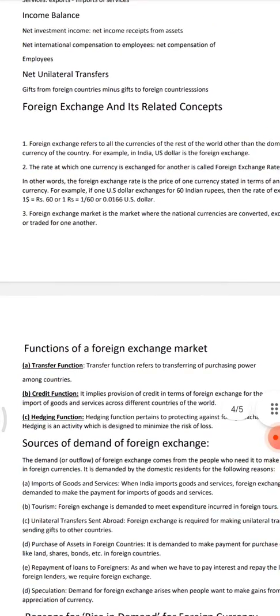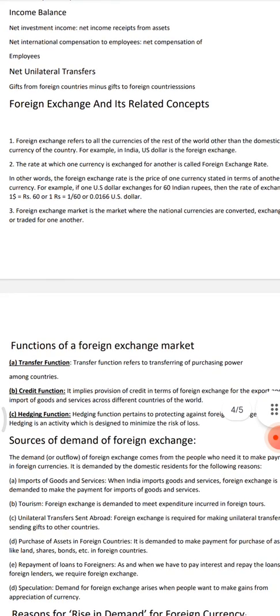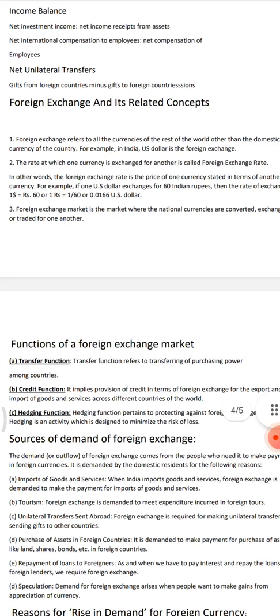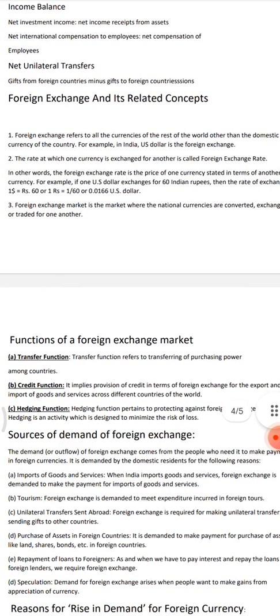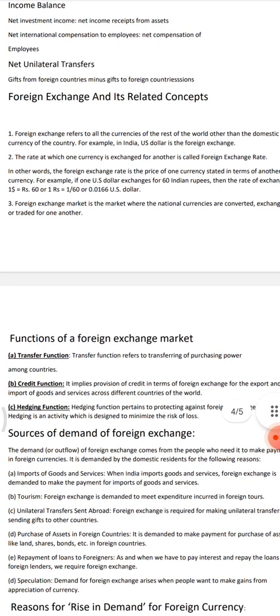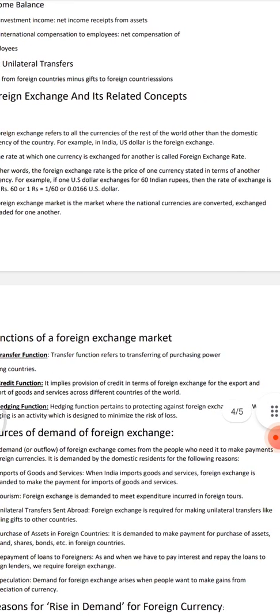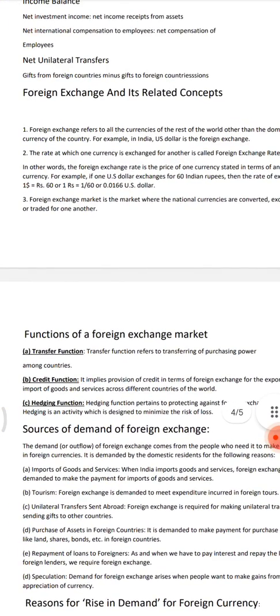The rate at which one currency is exchanged for another is known as the foreign exchange rate. Means in today's scenario, approximately $1 is equal to approximately 75 rupees. So that will be the foreign exchange rate. There is one more example given below. The foreign exchange rate is the price of one currency stated in terms of another currency.